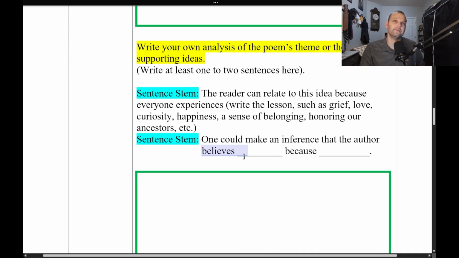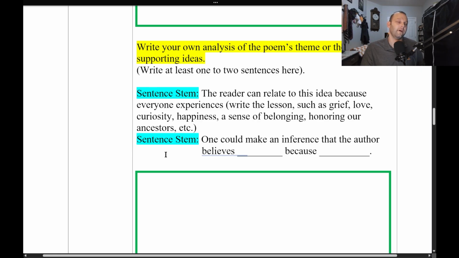Lastly, it's good to end your body paragraph with your own analysis if you didn't write your own analysis in the middle part of your body paragraph. So the reader can relate to this idea because everyone experiences, and then what idea did you just talk about? The grieving process, love, curiosity, happiness, a sense of belonging, honoring our ancestors, could be anything. What lesson or what idea were you exploring in that body paragraph? Or one could make an inference that the author believes blank because blank.